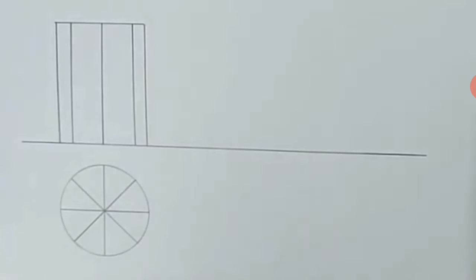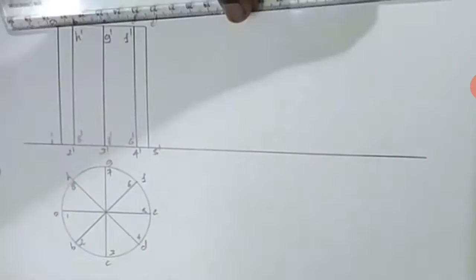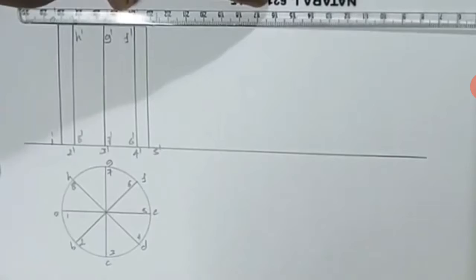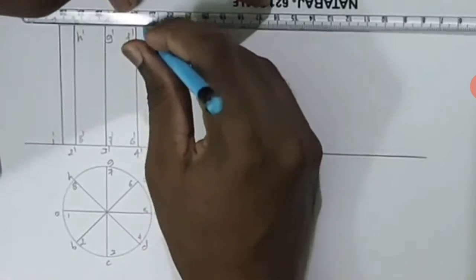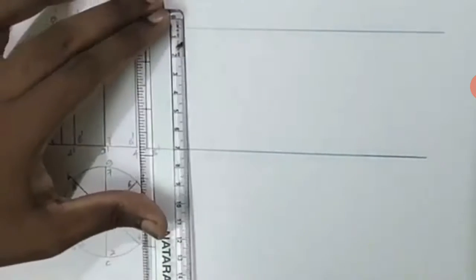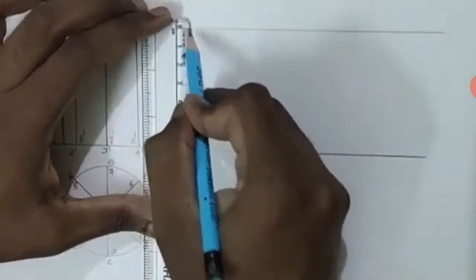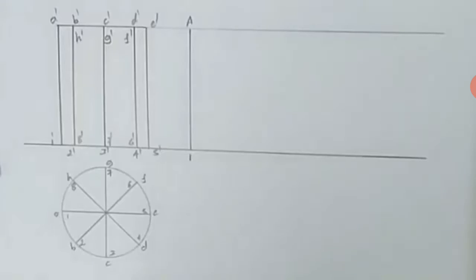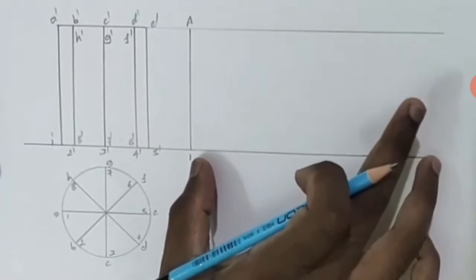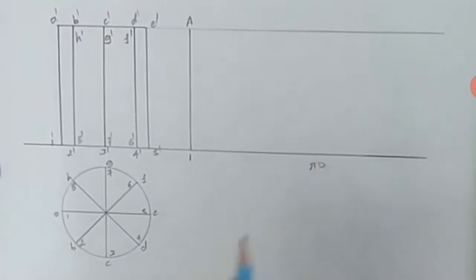This is the development of the cylinder. Name the points 1, 2, 3, 4, 5, 6, 7 and 8 and A, B, C, D, E, F, G. Draw the next reference line for the development. Name it as 1 is 1 to A. To develop the cylinder, take the distance pi d.